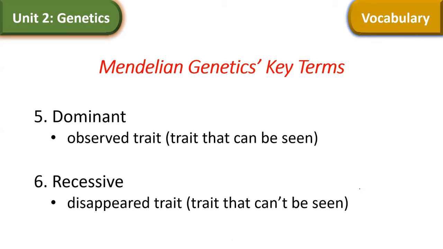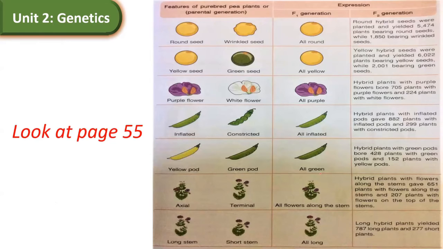Next part. So number 5 and number 6 key terms, we have your dominant and recessive. I think you've learned this one already in your previous video about dominant or recessive, wherein dominant is your strong trait, or another way to say it is observed trait, a trait that can be seen. And recessive is like your weak trait, or the trait that has disappeared, or the trait that can't be seen. So if you look at page 55 of your book, looking at the results here, your F1 generation.